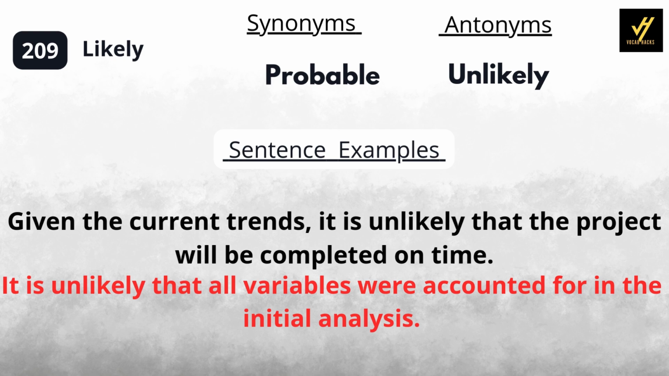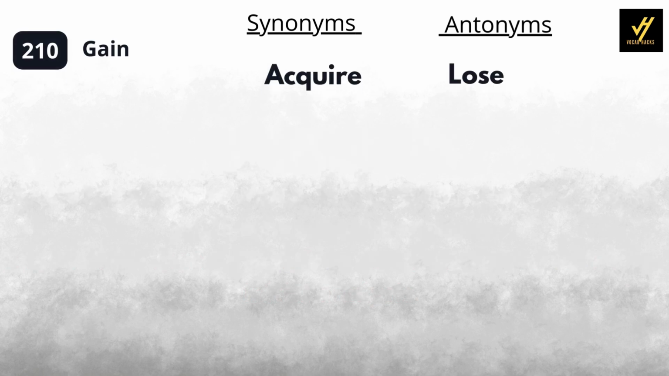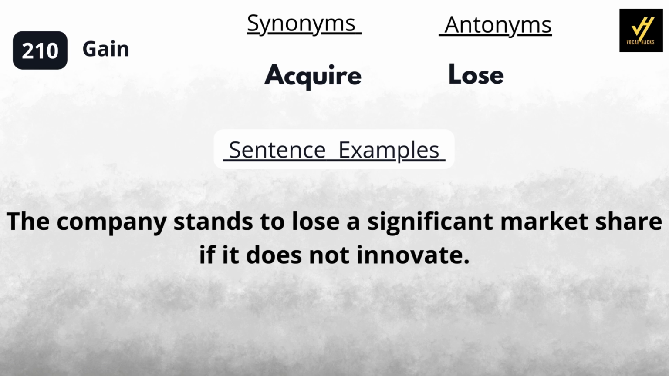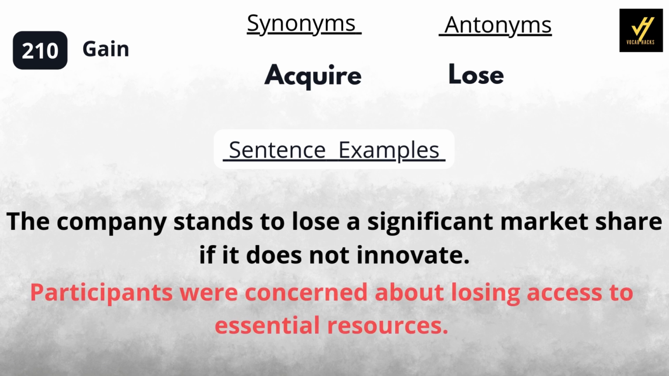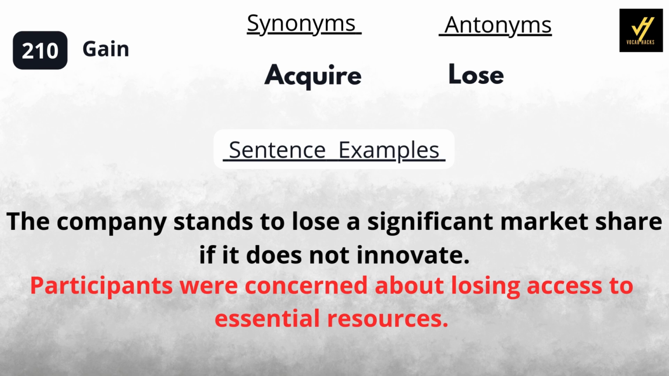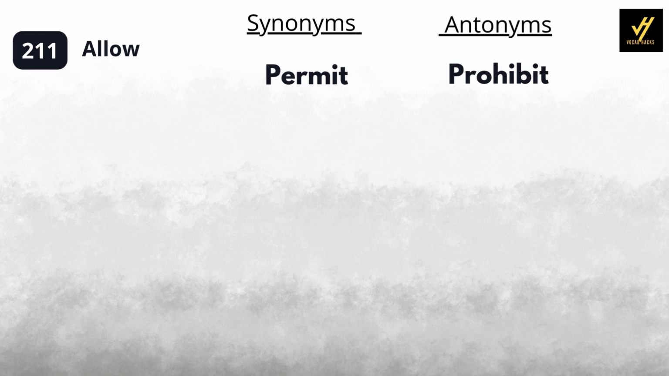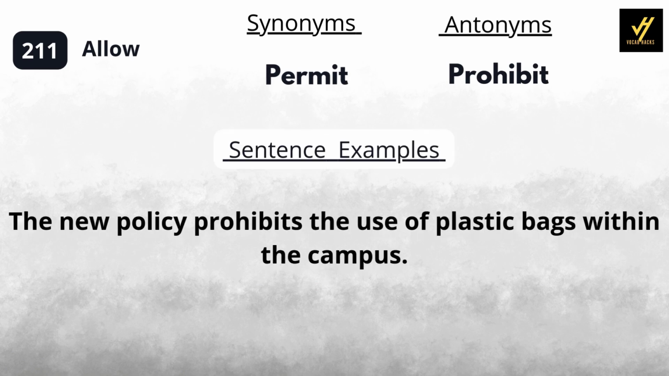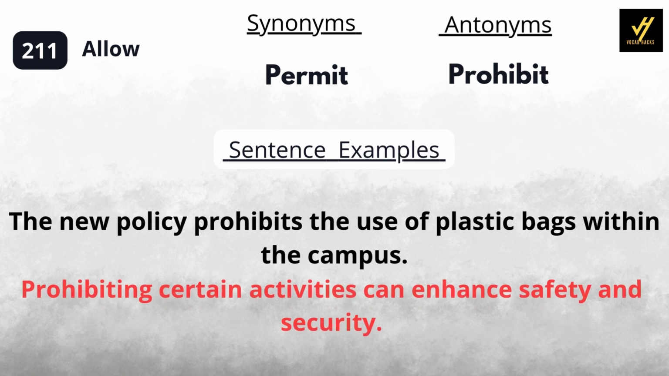It is unlikely that all variables were accounted for in the initial analysis. Gain, acquire, lose. The company stands to lose a significant market share if it does not innovate. Participants were concerned about losing access to essential resources. Allow, permit, prohibit. The new policy prohibits the use of plastic bags within the campus.